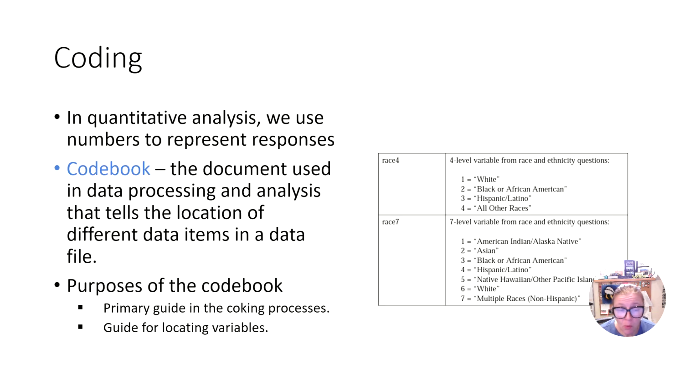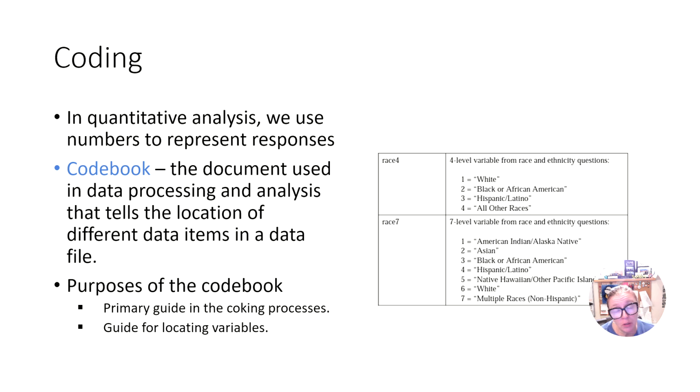As I mentioned, we're often coding our data numerically, right? So a code book for a data set is going to tell us how the data is coded, what the questions were, what the options were. It's a primary guide in the coding process, not the cooking process. That would be called a recipe. For instance, this is, I believe, from the YRBS. It might be from something else.